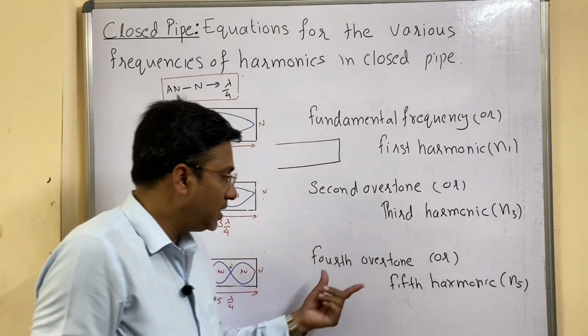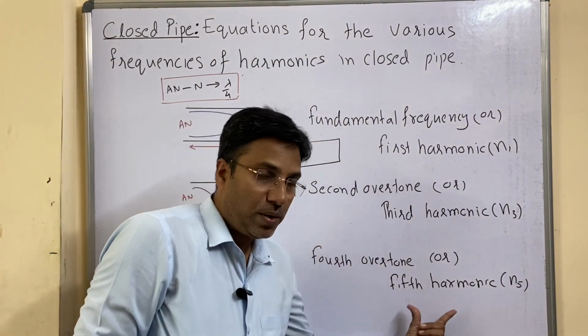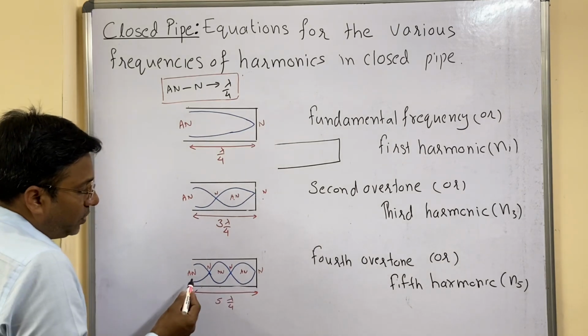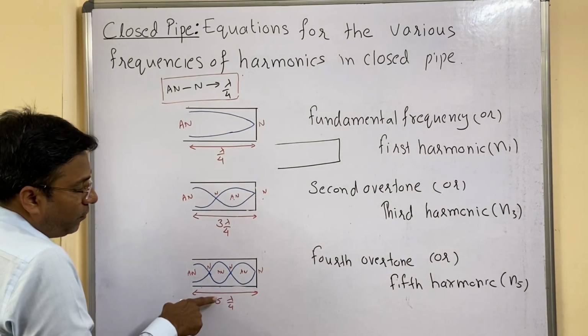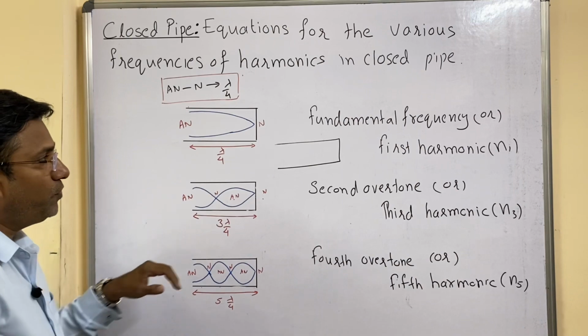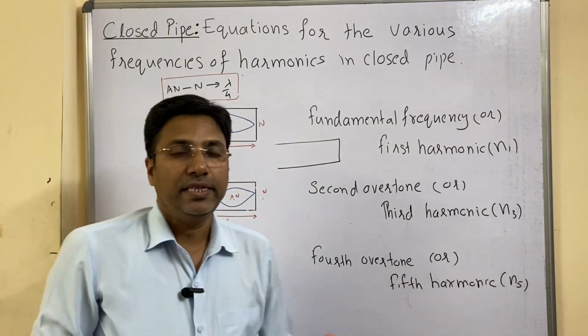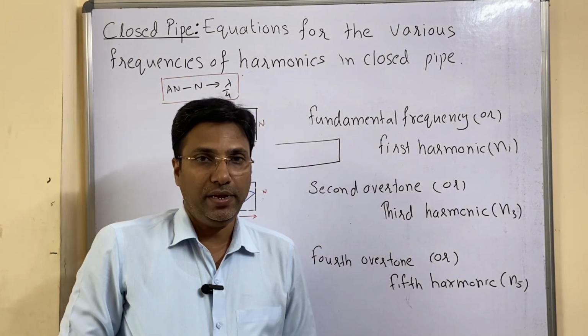In the third case, fourth overtone or fifth harmonic, the diagram will be like this. If you check here, totally there will be 5 lambda by 4. So if you know the names and their diagrams, then the second part of this answer will become very easy.